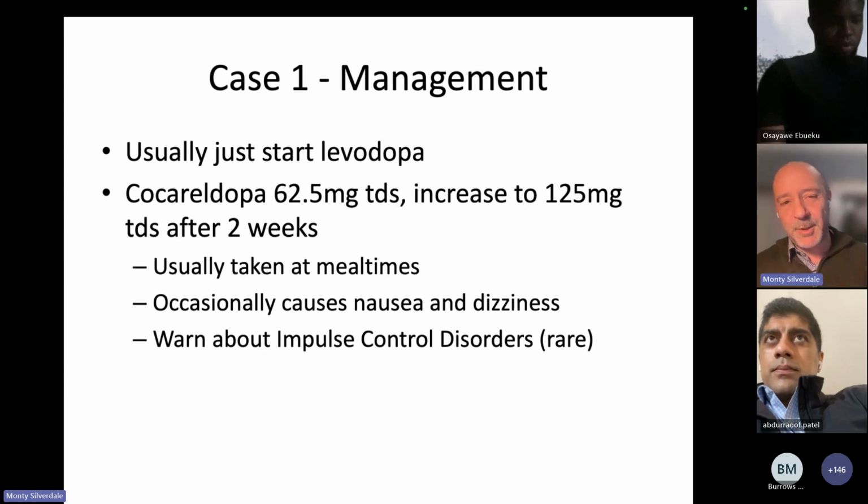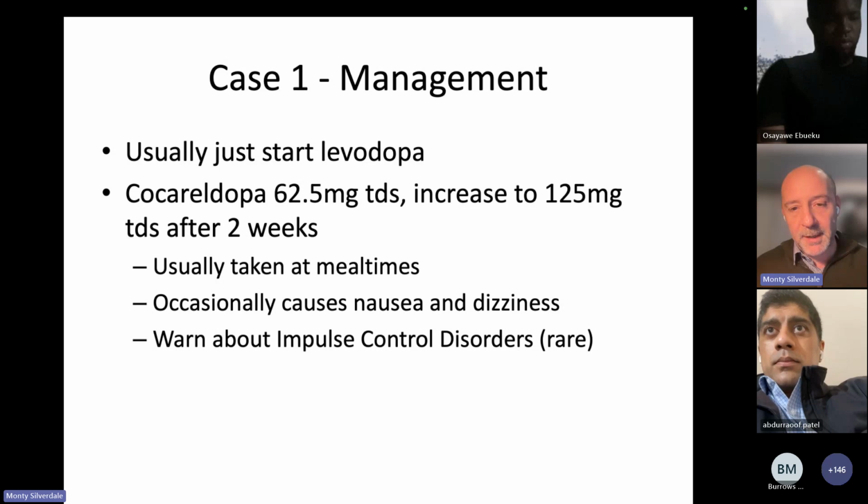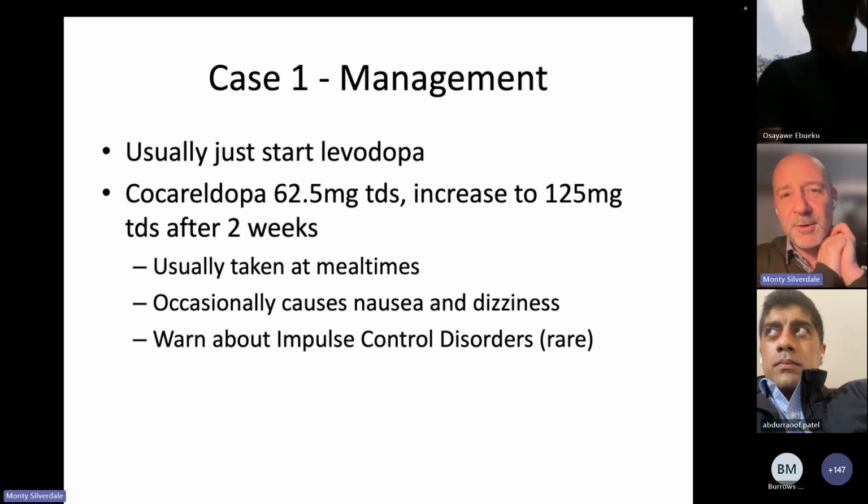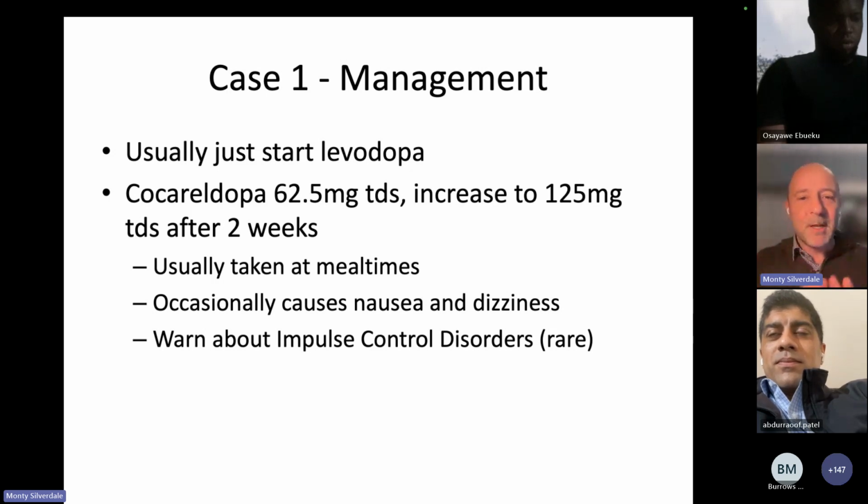Apart from nausea and dizziness, which are usually quite mild and usually settle, the other side effect to be aware of is impulse control disorder. People start gambling, hypersexuality, compulsive shopping. It sounds almost comical, but in my practice, because I deal with a lot of Parkinson's, I've seen people lose hundreds of thousands of pounds on gambling, buy hundreds of thousands of pounds worth of watches, have extramarital affairs, an 80-year-old woman going to try and find prostitutes, this type of thing.